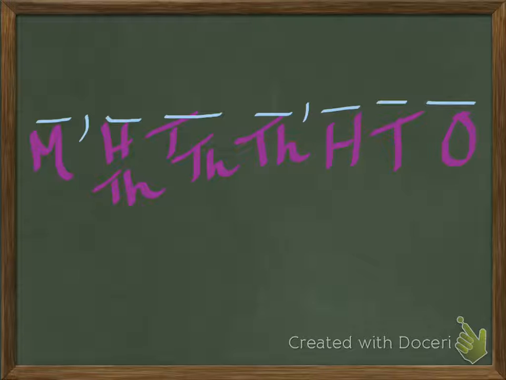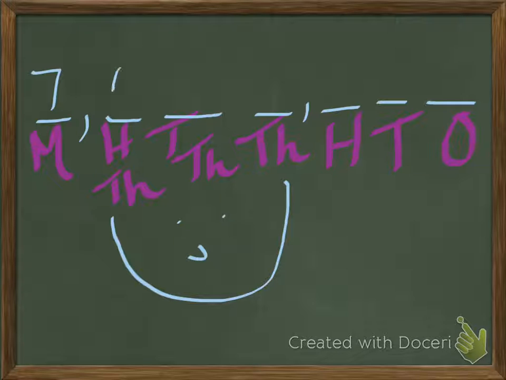So we have 7 million. It tells you right there, 7 million. Then you have 654,000. So you know that you're dealing with the thousands place in here somewhere. So 654,000. And then you have 621.